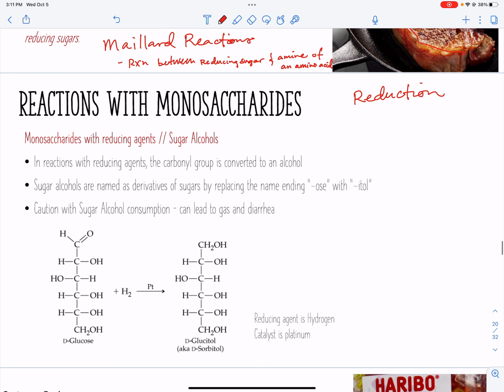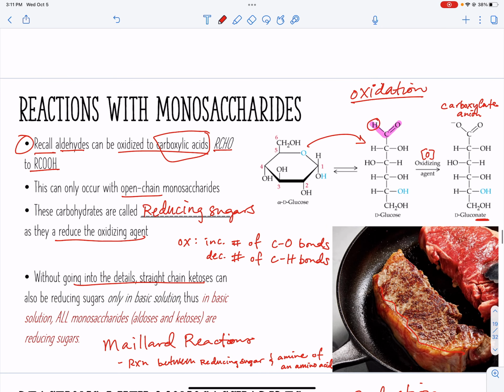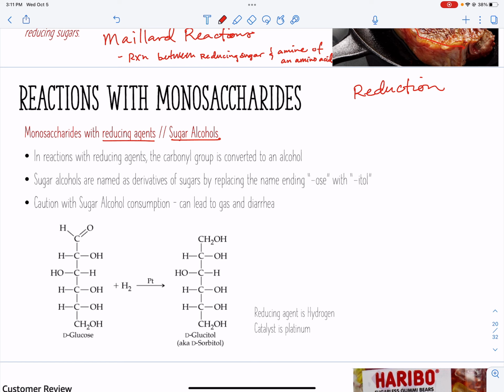After this slide, I think we're going to pause. Monosaccharides can also react with reducing agents, and what they produce are sugar alcohols. So when they're oxidized, they form their carboxylate anion form, and we call these reducing sugars. But when sugars themselves are being reduced, they form sugar alcohols.